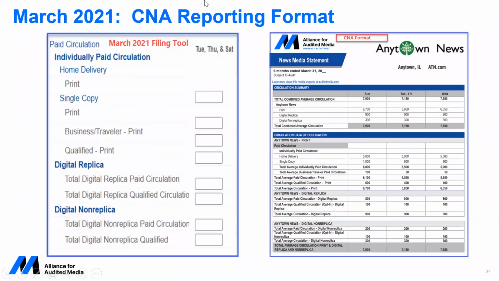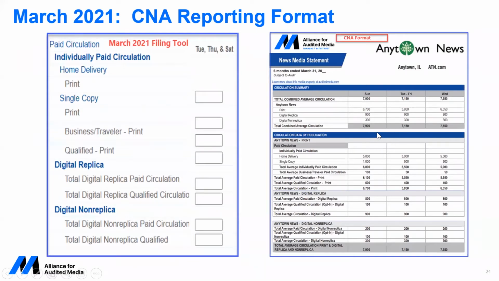The next one is what's called CNA reporting, Community Newspaper Audit Plan. Now this particular plan is mostly for publications that are under 25,000. They have a more simplified format, and it has been really simplified in the filing tool as well as the final product.